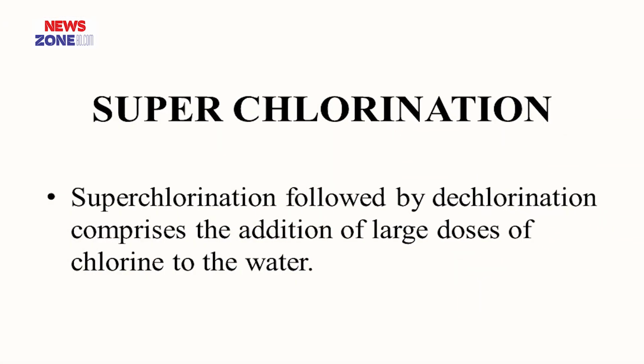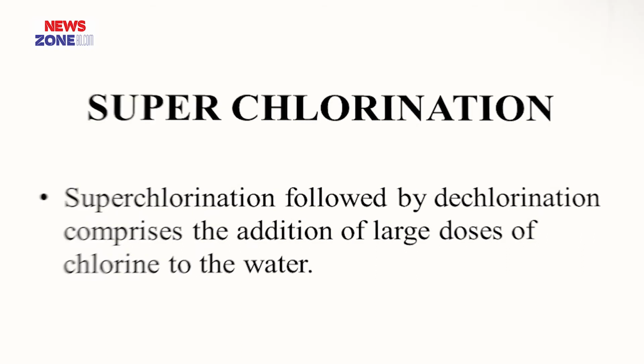Now we see what superchlorination is. Superchlorination followed by dechlorination comprises the addition of large doses of chlorine to the water and removal of the excess chlorine after disinfection. This method is applicable to heavily polluted waters whose quality fluctuates greatly.